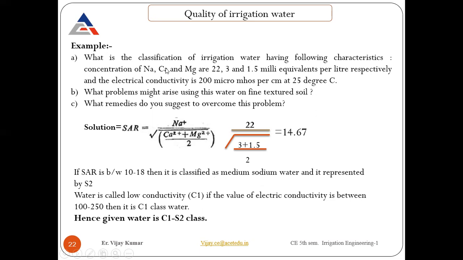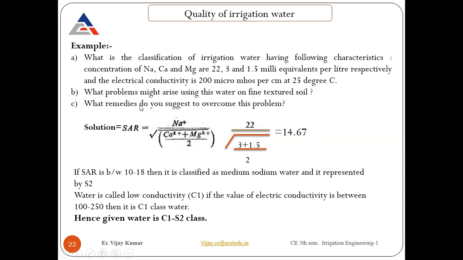First of all, there are some values given. Classification of irrigation water: we have to classify the water into the category it comes under, having the following characteristics. One is the concentration of sodium, calcium, and magnesium ions, which has been given. That is 22 for sodium, 3 for calcium, and 1.5 milliequivalent per liter respectively for magnesium. And electrical conductivity is also mentioned, that is 200 micromhos per centimeter at 25 degrees Celsius. This is the first section of this problem.